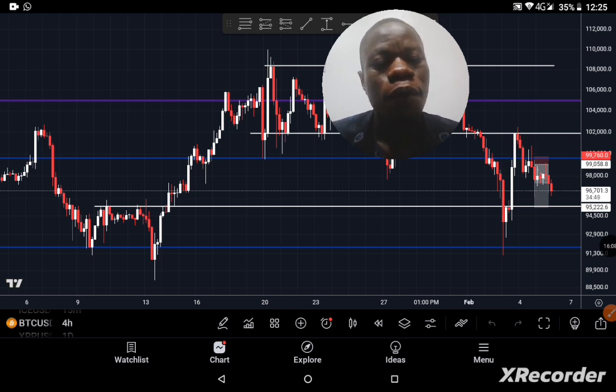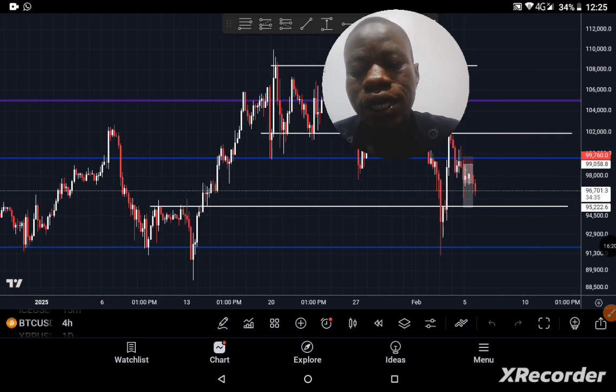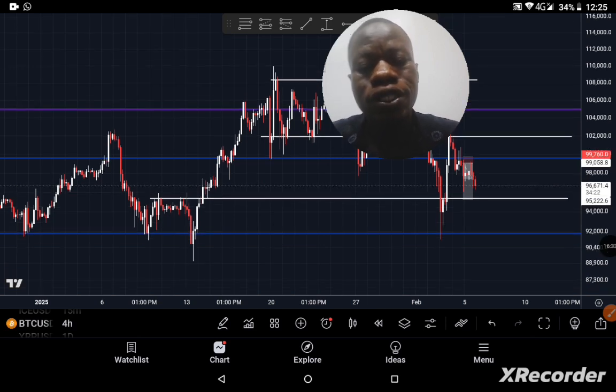The second type of analysis is the technical analysis, which we are very much familiar with. This is the use of the data presented on the interface. As you can see, I'm on BTC USDT with a time frame of 4 hours. So I have this chart on the screen.